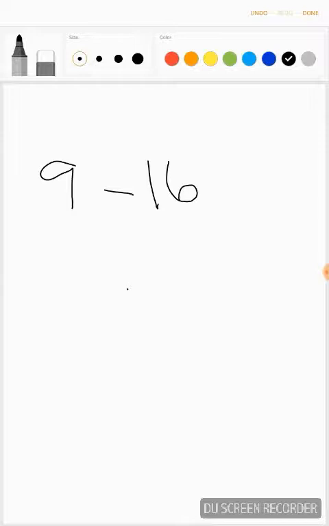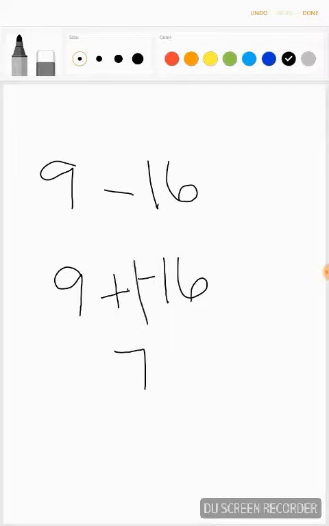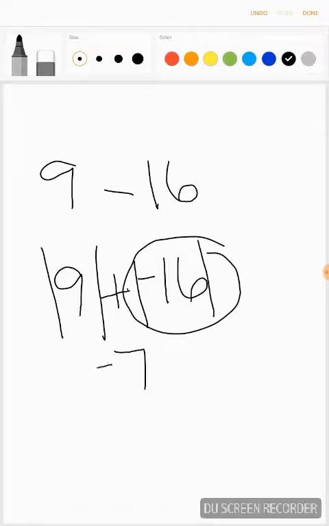And now subtraction rules, keep, change, because you can't subtract a big number from a small number. So it's 9 plus a negative 16. Addition rules state if they're different signs, we're going to subtract. So that gives us a 7. But we're going to keep the sign of the highest absolute value. The one with the highest absolute value is the 16. So it's going to be a negative 7 degrees Fahrenheit.